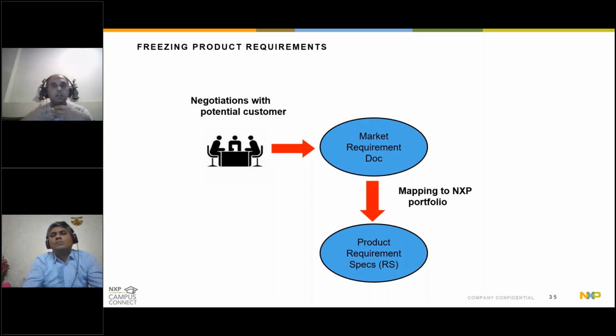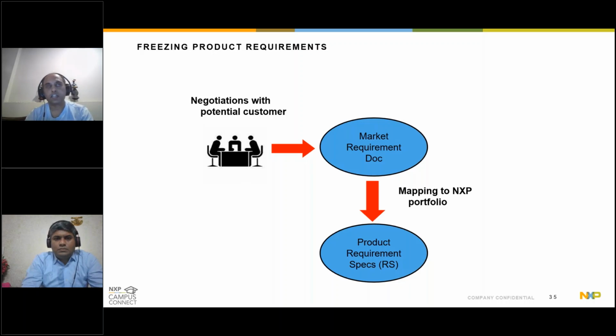And so basically, in companies like us, there will be a set of people who are market facing, right? They are in constant touch with our lead customers, and they are trying to understand their next generation product requirements. The requirements they collect from customers are more at an application level. That's why we call it a market requirement doc.